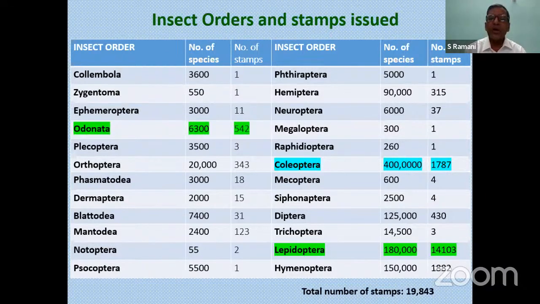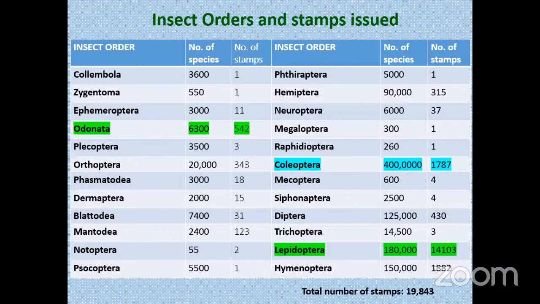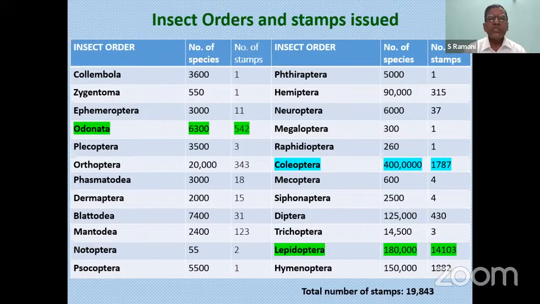So almost 400,000 species are there, but only about 1,800 stamps have come out on Coleoptera. If you look at Odonata, though there are only about 6,300 species, 542 stamps have come out on Odonata, that is the dragonflies and the damselflies. So the more charismatic species like the butterflies and the moths and the damselflies and dragonflies seem to be the ones represented more on stamps. Though several of the coleopterans are also very charismatic, they don't carry the same kind of allure that the butterflies carry.